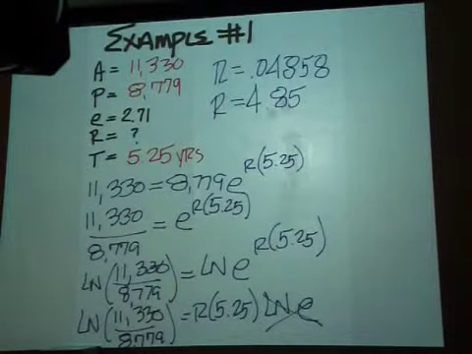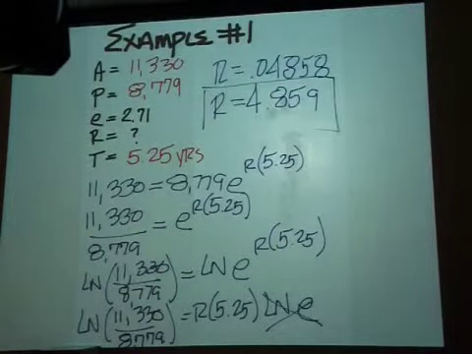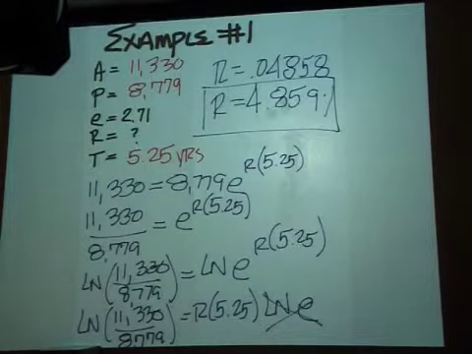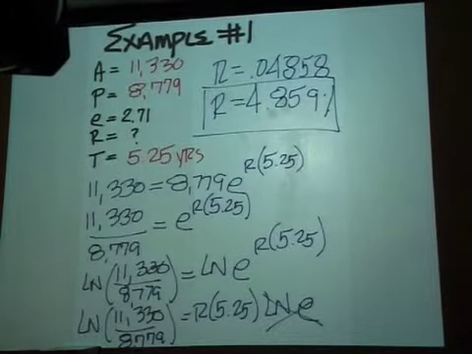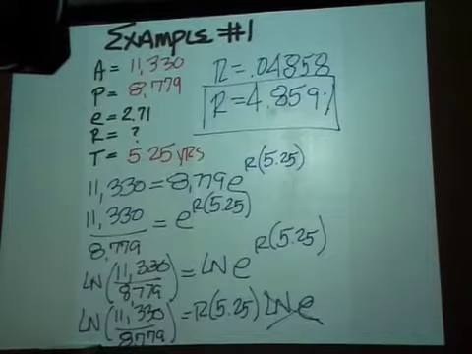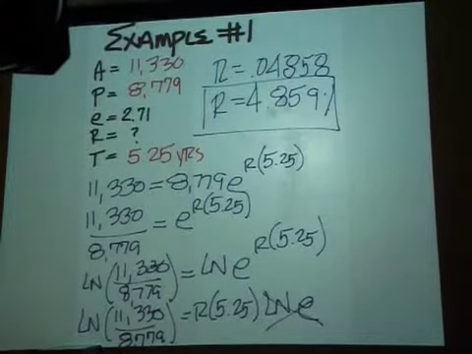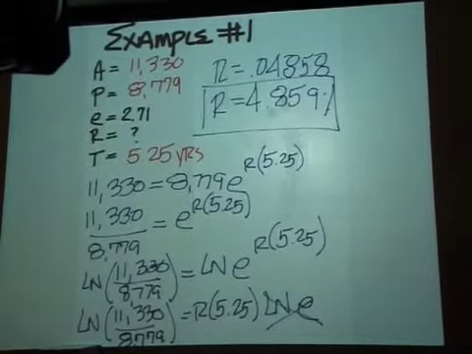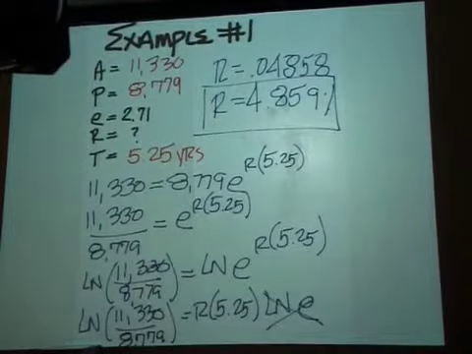Okay, good. So the final answer is 4.859%, and make sure you put the percent sign on, because if you don't, it's a mismatch. You can't have r equal to 2 different numbers. If one's a percent, the other one's a decimal, it still works out right.